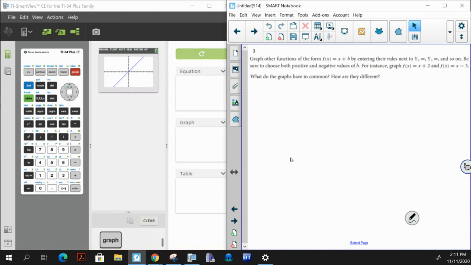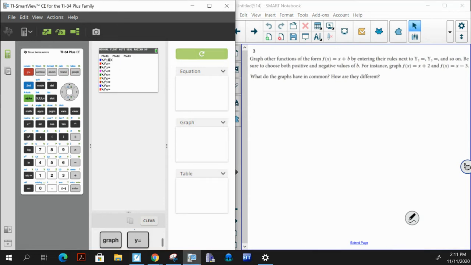So here's some more instructions. We want to graph other functions of the form f of x equals x plus b. In other words, we're going to see what happens when we add to the end of the equation. And so we want to do so. Well, let's try a couple of values. It tells you f of x equals x plus 2 and f of x equals x minus 3. So here's what I'm going to do. I'm going to go back to y, and I'm going to arrow down, and I'm going to enter x plus 2. And I'll go down one more and try a different graph here. This one will be x minus 3.